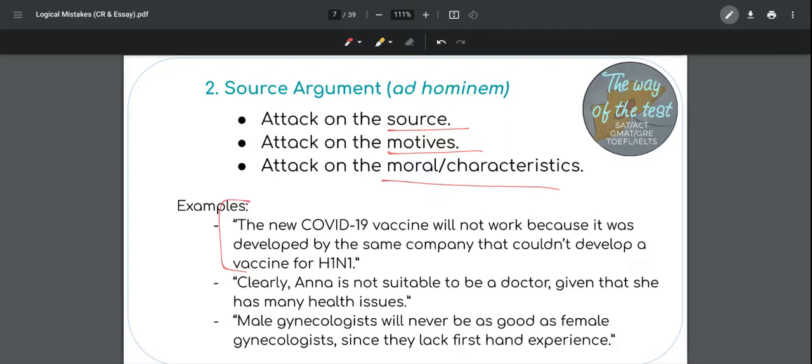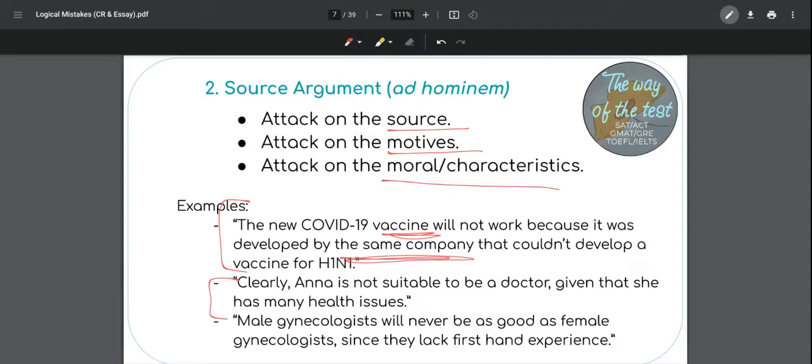So basically, we don't know whether the new COVID vaccine will work. But the argument here is that the reason why it won't work has nothing to do with the vaccine, but something to do with the fact that it's developed by the same company that developed another vaccine that also didn't work, which, if you think about it, makes no sense or has no relation. The second example, clearly, Anna is not suitable to be a doctor given that she has many health issues. This is a very common ad hominem attack.